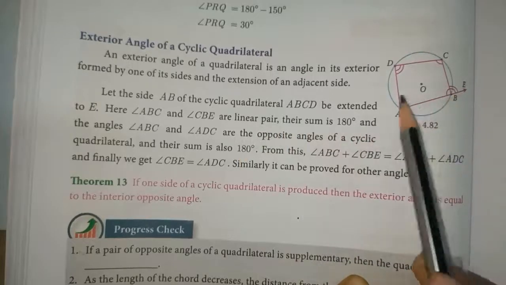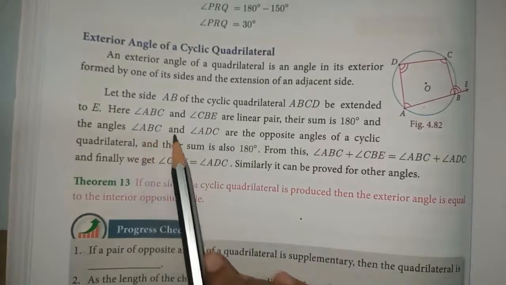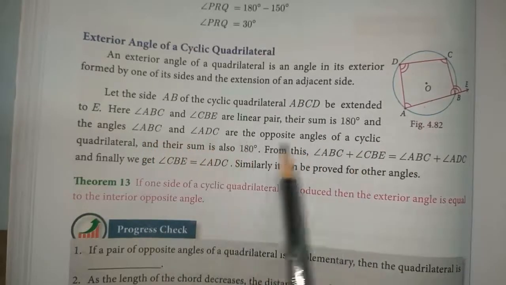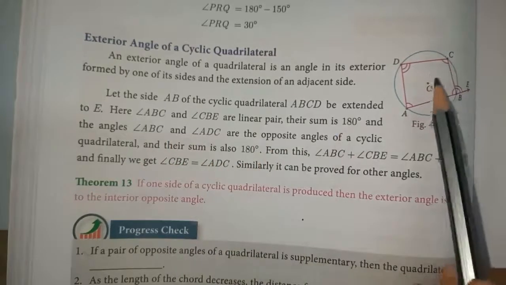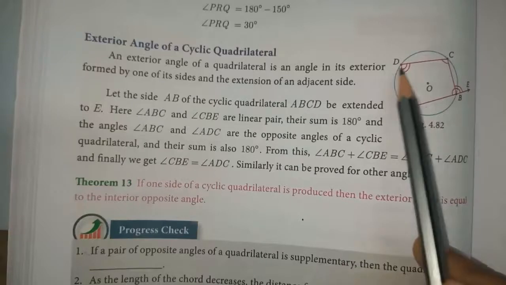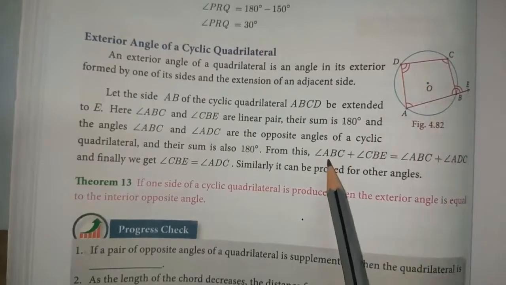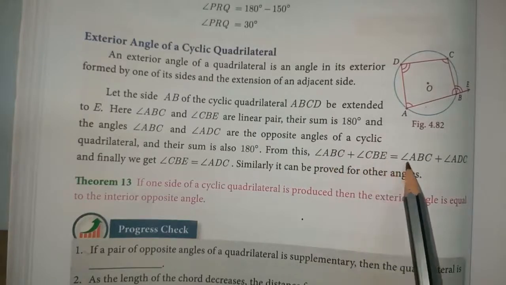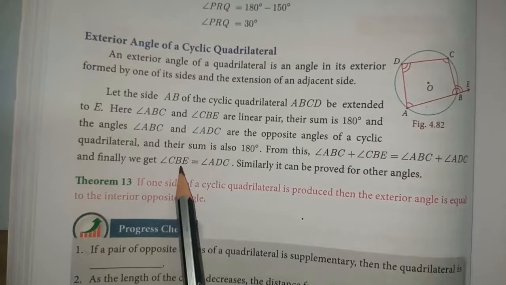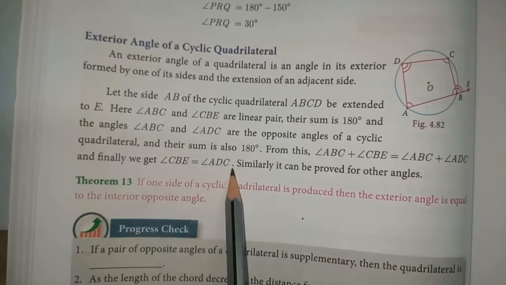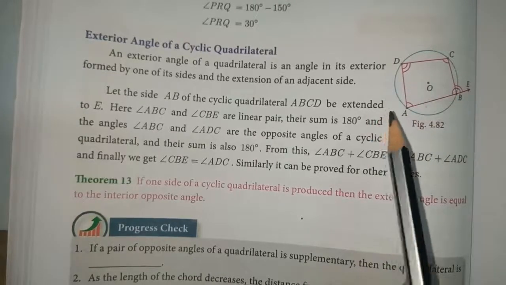So this is a full straight angle, 180 degrees, and angle ABC and angle ADC are the opposite angles of a cyclic quadrilateral and their sum is also 180 degrees. So angle ABC plus angle CBE is equal to angle ABC plus angle ADC. Finally we get angle CBE is equal to angle ADC. So we say that the exterior angle at B is equal to the interior opposite angle D.